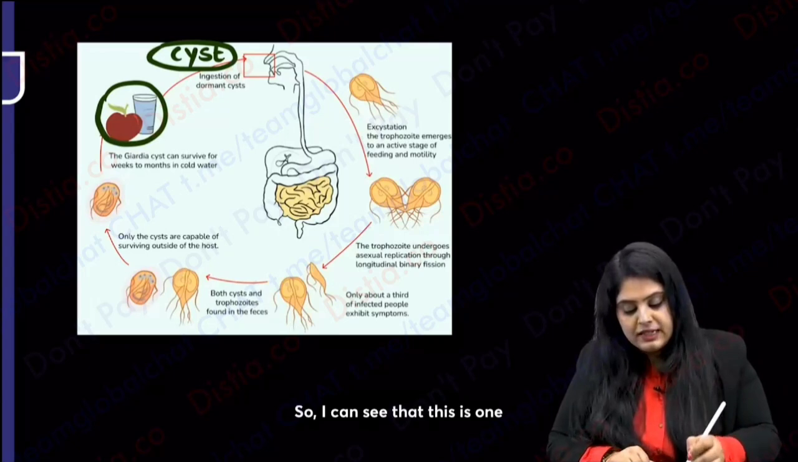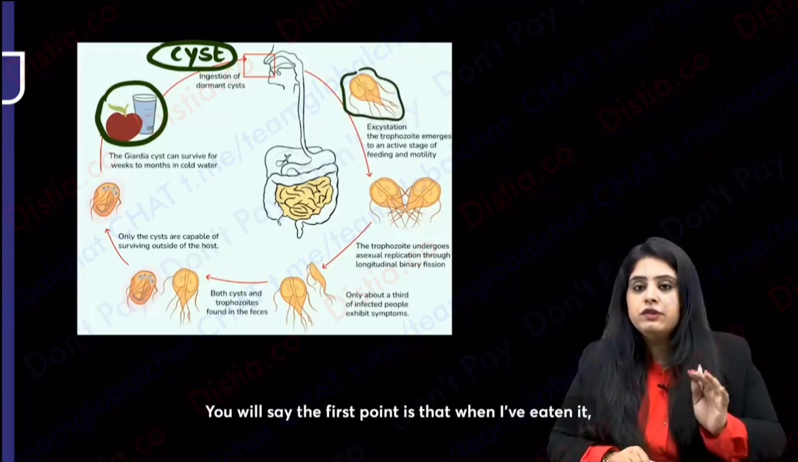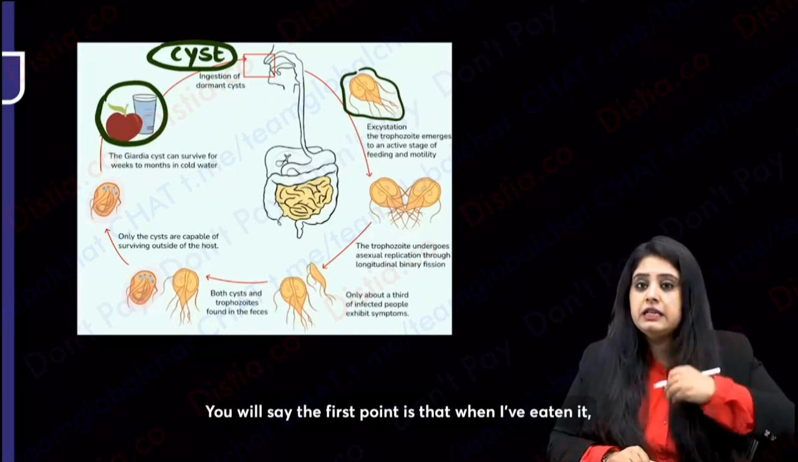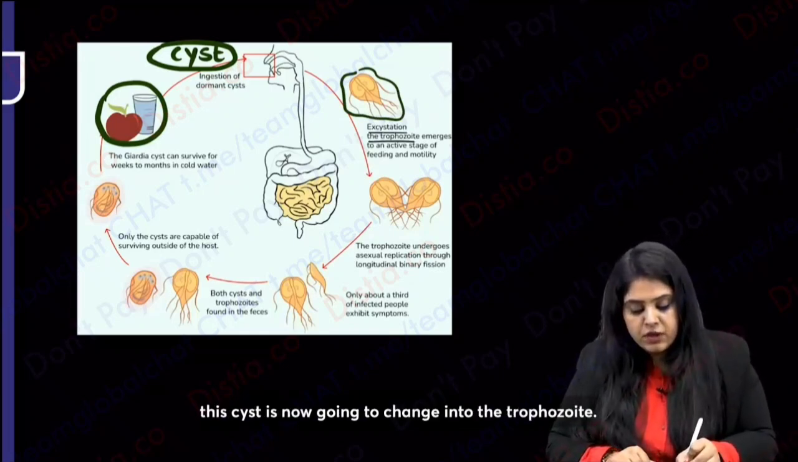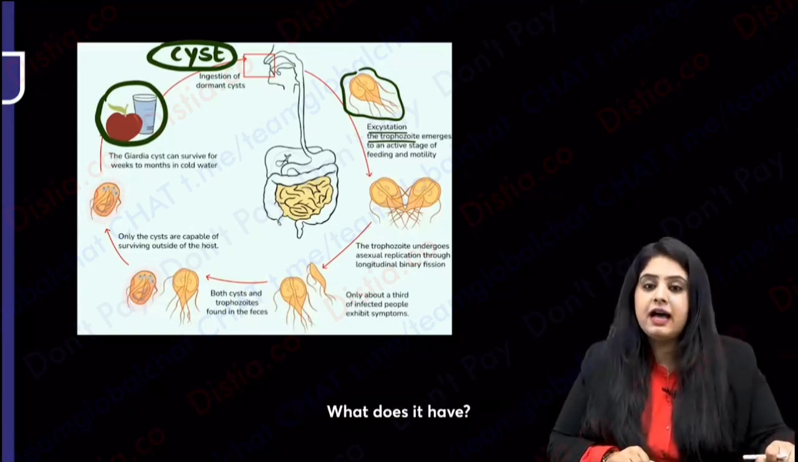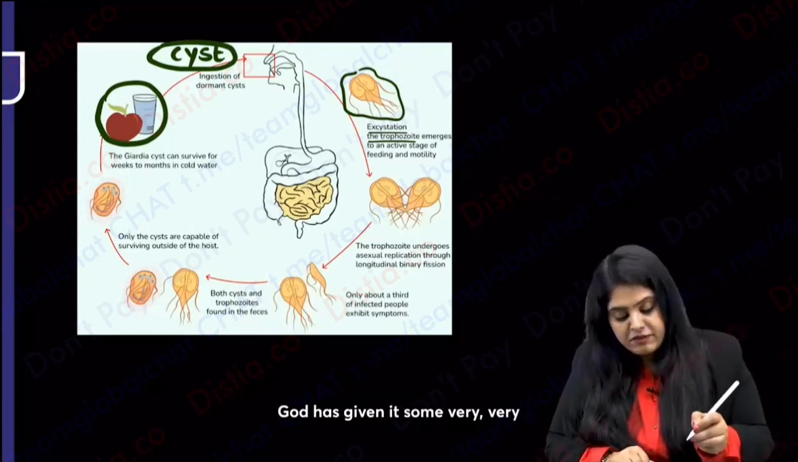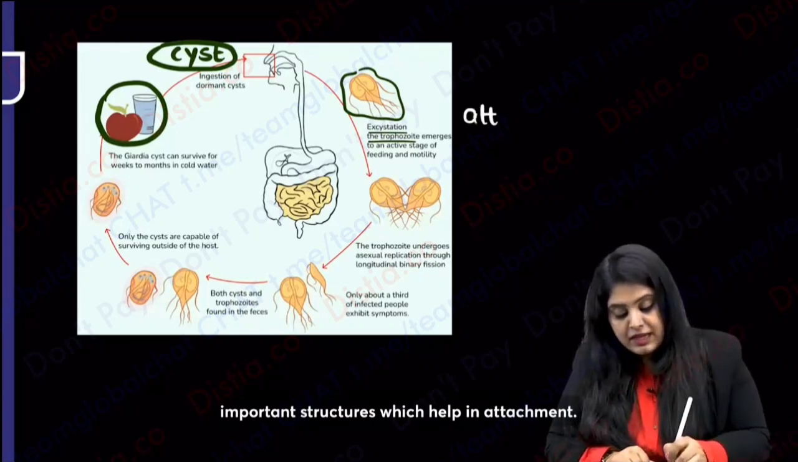So I can see that this is one Giardia that has been drawn in front of us. You will say the first point is that when I've eaten it, this cyst is now going to change into the trophozoite. So how are all these things going to attach to my duodenum? What does it have? God has given it some very, very important structures which help in attachment.